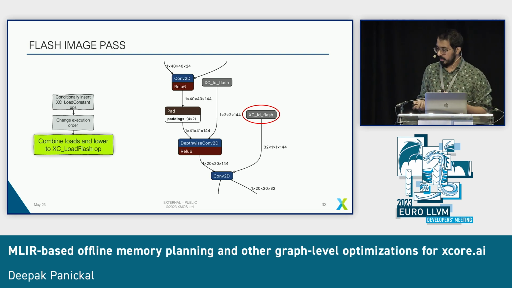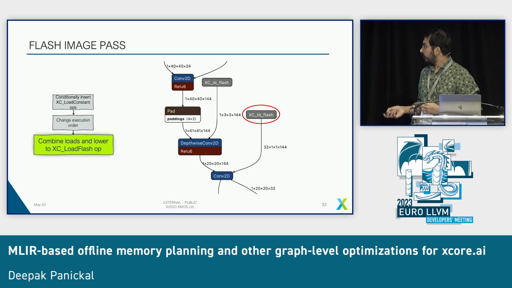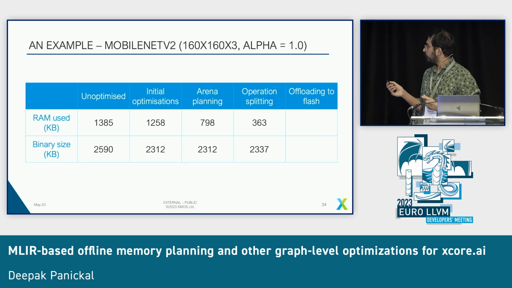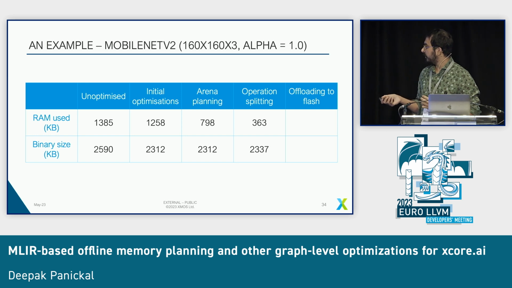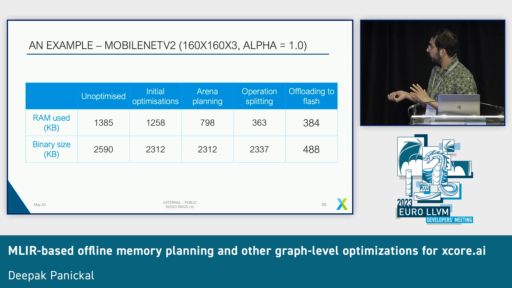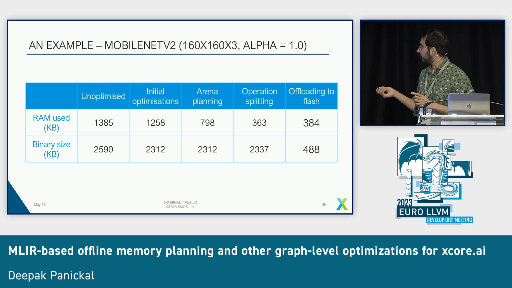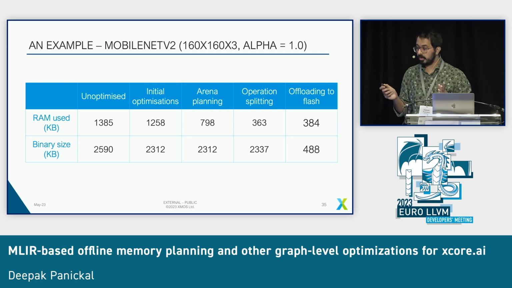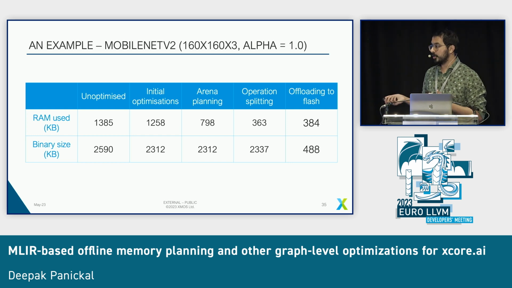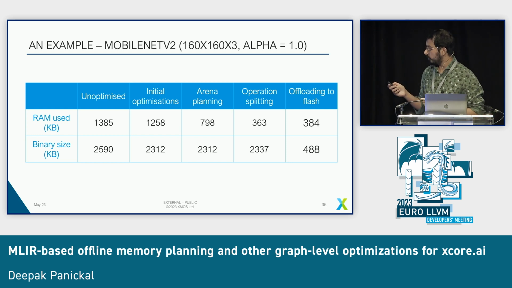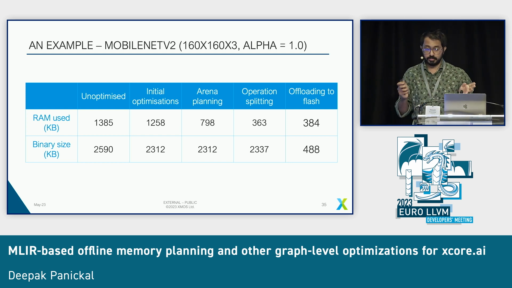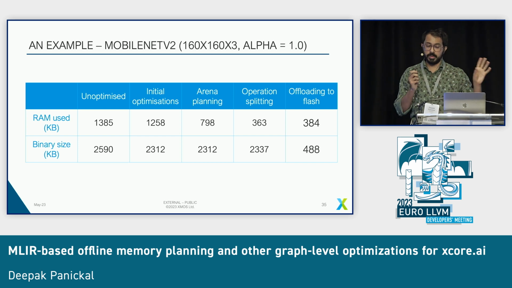thereafter it works. So now going back to the example, we were at 363 kilobytes for RAM and 2.3 megabytes for the binary size. But after doing this offloading to flash, we are now at 384 kilobytes for RAM and 488 kilobytes for the binary size. So the model fits now, and that means we can actually run it on our chip. So that's great. And actually, that's what I wanted to talk about in terms of the MLIR passes.